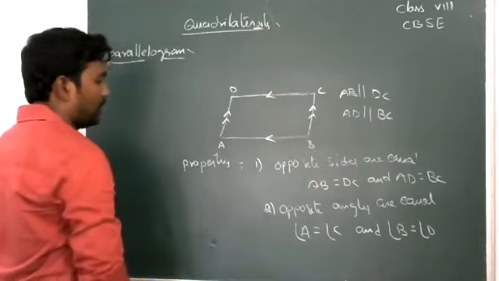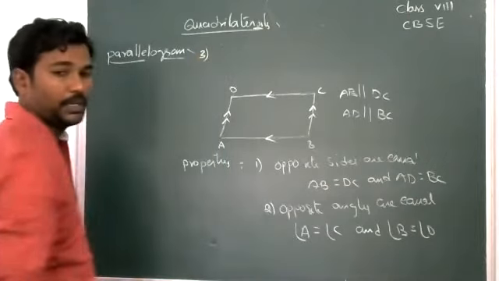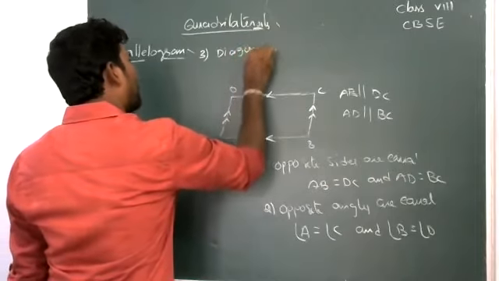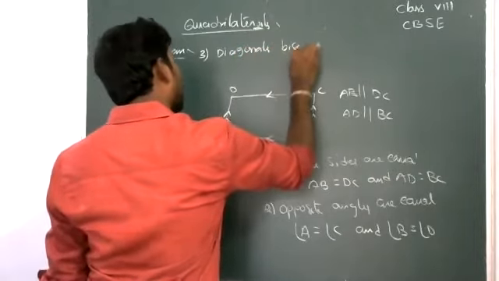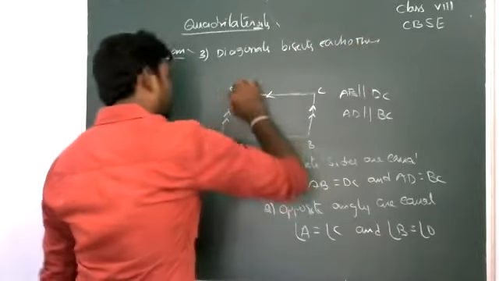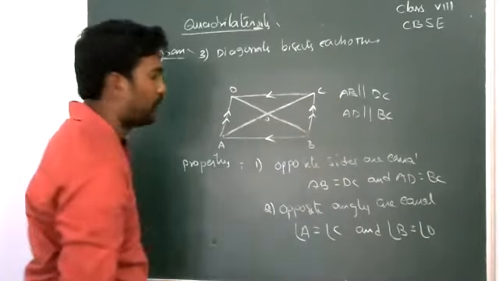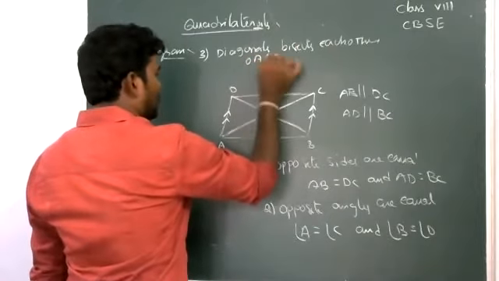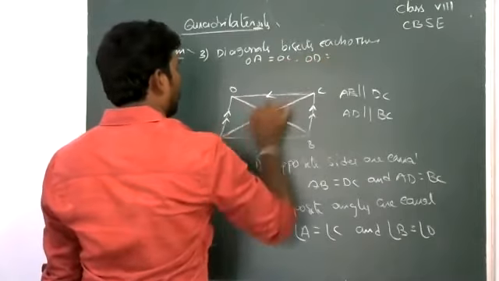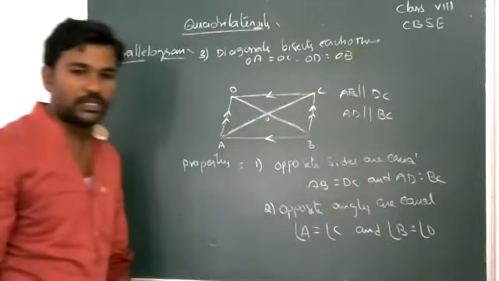Next comes the third property. Diagonals bisect each other. So that means diagonals bisect each other. Is it clear? That means OA equals OC, and OD equals OB.